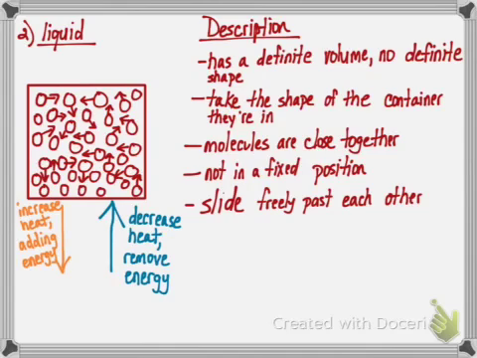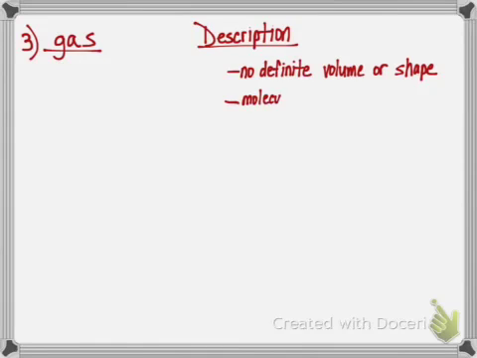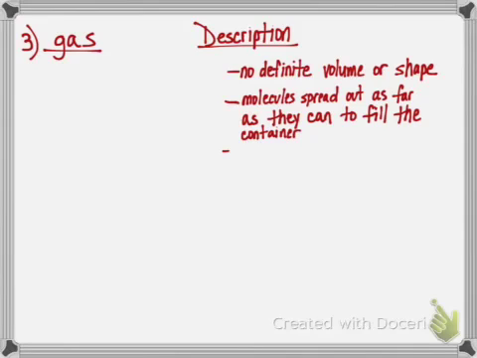And then the last state of matter that we want to talk about is a gas. The two characteristics of a gas that separate it are gases have no definite volume and no definite shape. The molecules will spread out, and this is why they say they have no shape. They're going to spread out as far as they can to fill whatever container they're in. So if it's helium in a helium tank, those helium molecules are going to move around and spread out as far as they can to fill that container. In our classroom, we have a lot of different gases in our room, and those gases spread out as far as they can to fill this whole classroom.